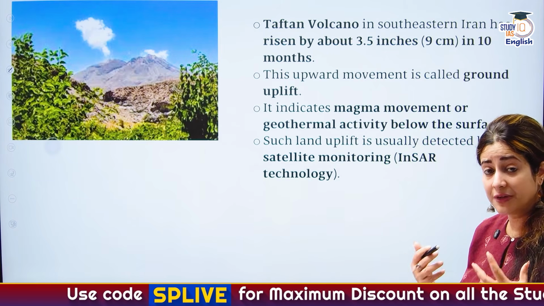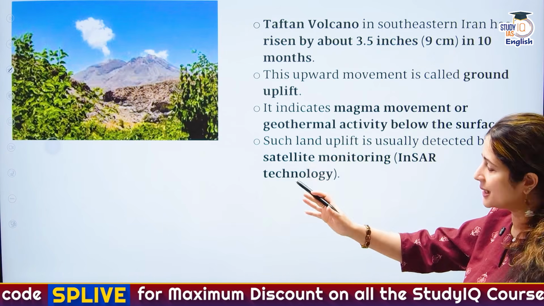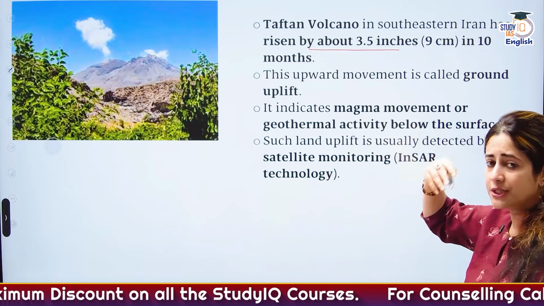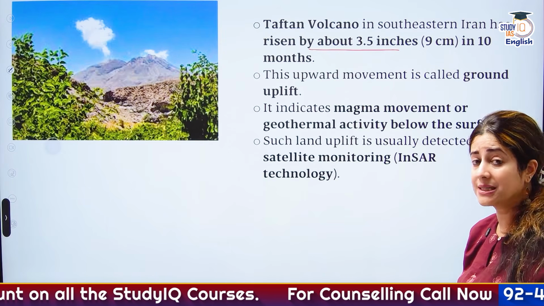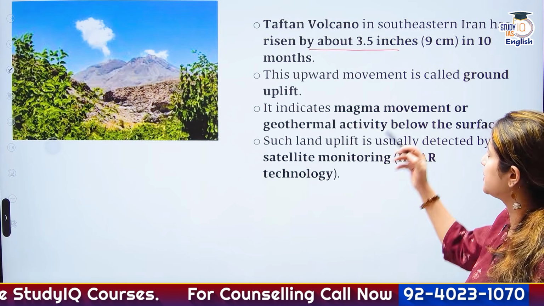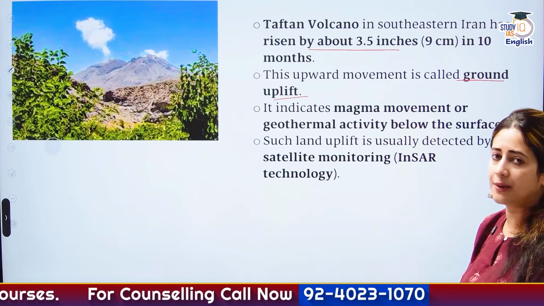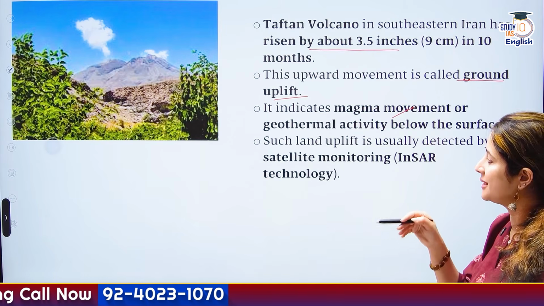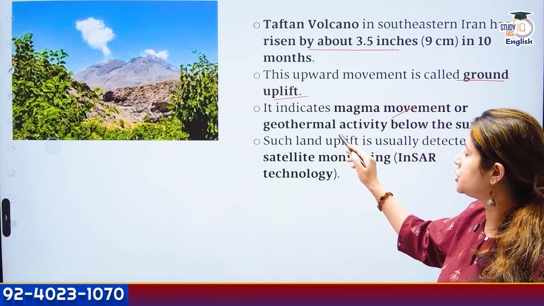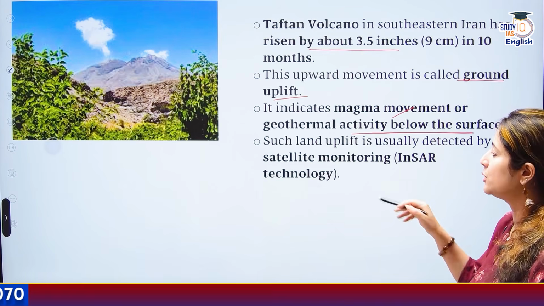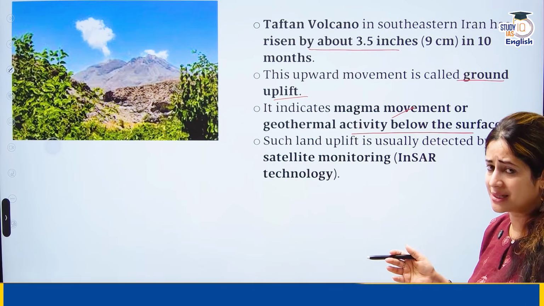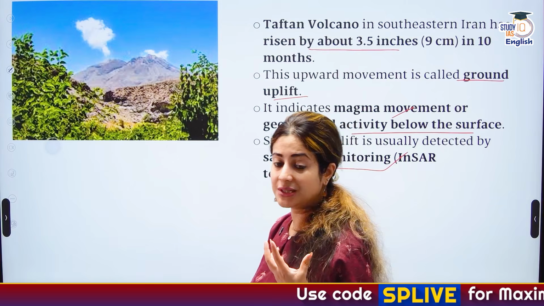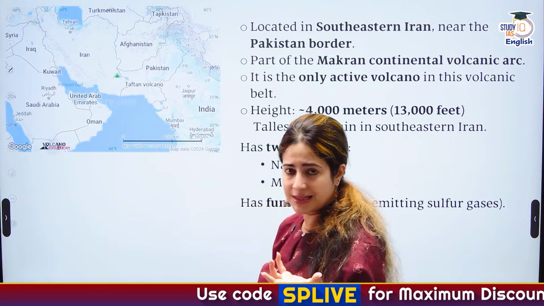What is happening here? After decades of being silent, suddenly the region of the Taftan volcano in southeastern Iran has risen in altitude by about 3.5 inches in just the last 10 months, and this upward movement is quite unexpected. It is geographically known as a ground uplift. Why does it happen? It shows that there is active magma movement, active lava movement, inside the volcanic area as a part of geothermal activity that's not visible because it happens below the surface. Such land uplifting is usually detected using technology such as satellite monitoring, the InSAR technology. And now it has been found that, after 10 months, the volcano has been witnessing an upward movement.